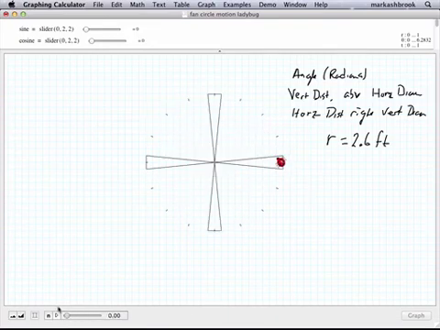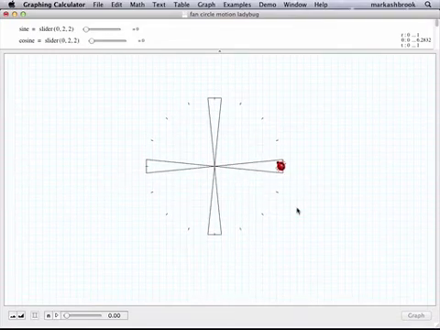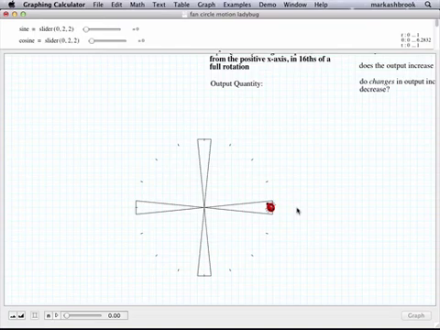And then from there, what did we do? We looked at the other quantity. What questions did we ask about the other quantity as we increased the first quantity by small equal amounts? What questions did we ask? Remember?